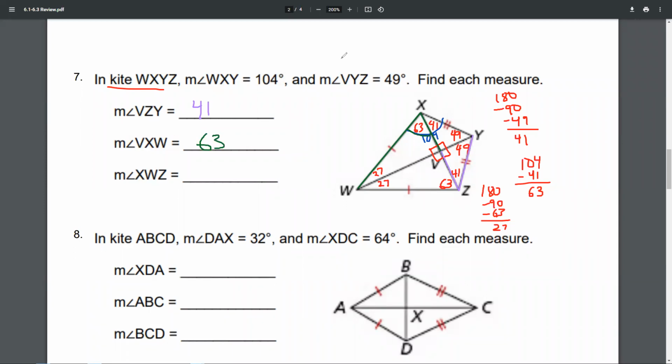Okay, and then the last one here, XWZ, right, is the whole big angle down here. So it's going to be 27 plus 27, which gives me 54, right? 27 plus 27. Full angle here, 54. And these are all degrees.